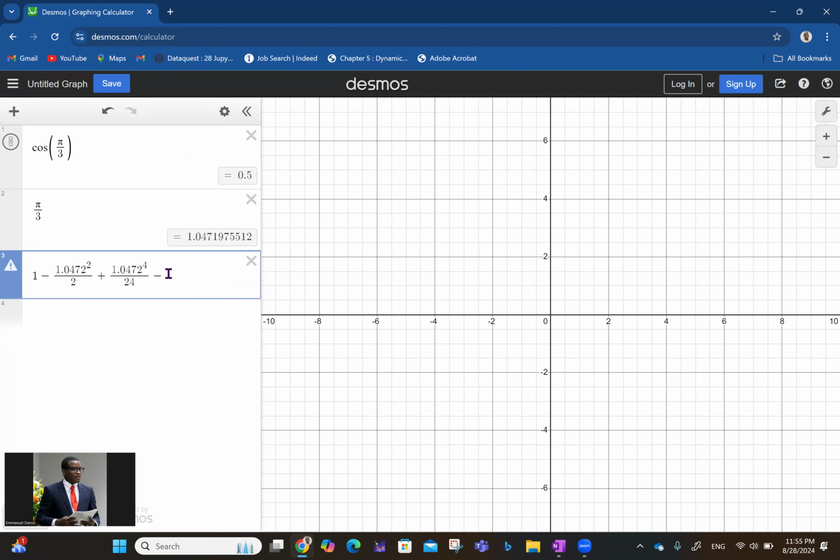So now you have minus 1.0472 raised to power 6, being an even function, divided by 6 factorial. Let me just put 6 factorial directly. So you see, it's even closer now. You have 0.49999. So I'm sure by the time you add the next one, you get something almost like 0.5. So you have 1.0472 raised to power 8 divided by 8 factorial. Oh, okay, it's still getting closer. So I think I want to stop there and move on to the next thing.